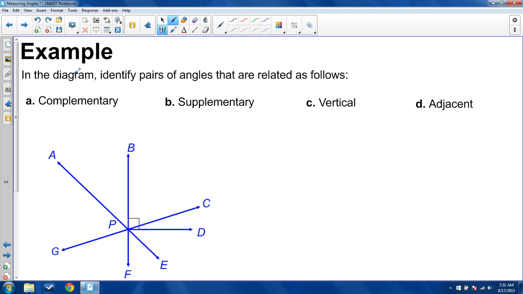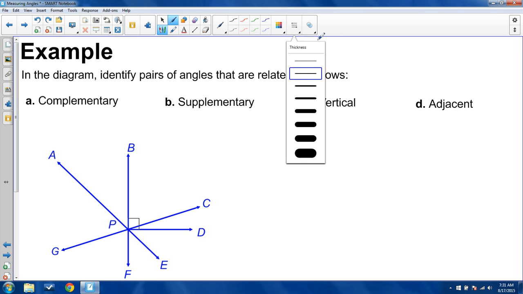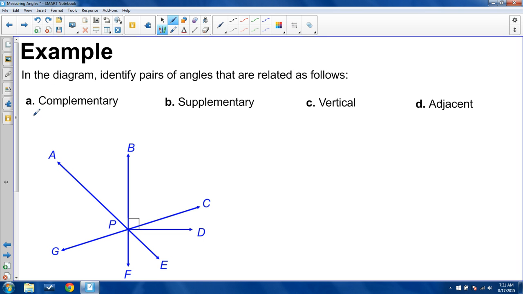Okay, some last examples here. In the diagram, let's identify pairs of angles that are related as follows. So complementary. How are we going to find complementary angles? They are angles that add to 90 degrees. Okay? Now you can only go off certainties really. For instance, they give us a certainty that angle BPD, now B and D aren't necessarily points on this, but they are named as such. So this ray PB goes out this way, this ray BD goes out this way. So this is angle BPD.